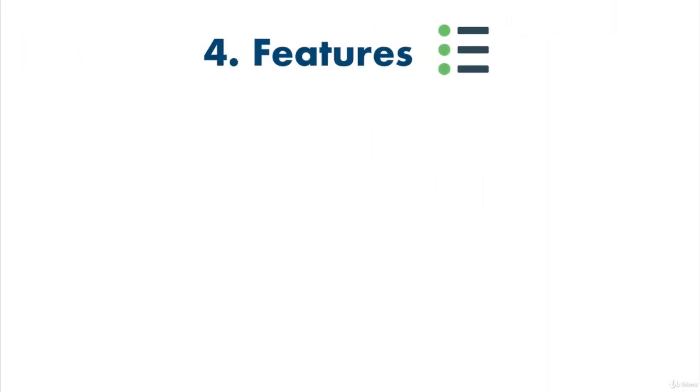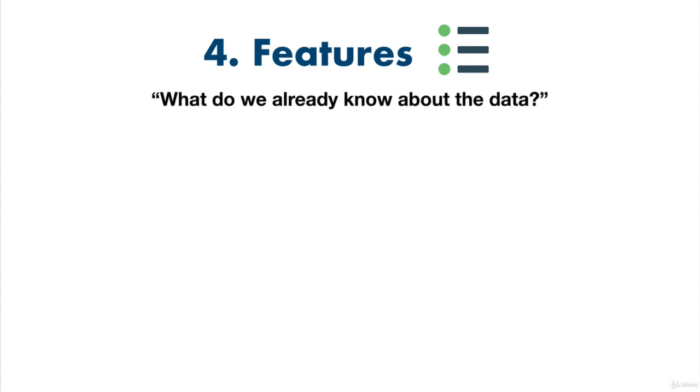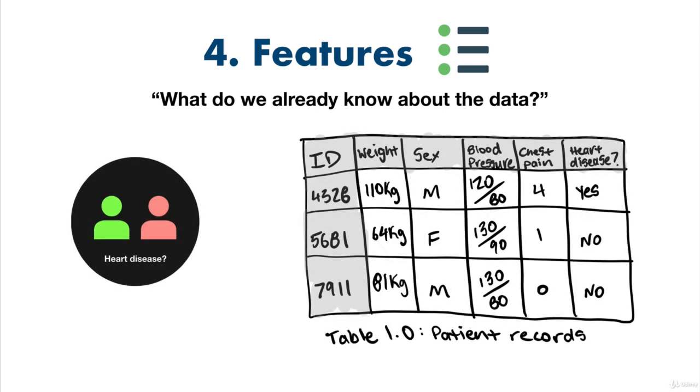Step 4 is features. The question we answer here is, what do we already know about the data? Now, even within different types of data, there are different kinds of features. For example, for predicting whether or not someone has heart disease, you might use their body weight as a feature. Since body weight is a number, it's called a numerical feature. And after talking to a doctor, they might tell you if someone's body weight is over a certain number, they're more likely to have heart disease. There are more kinds of features such as categorical and derived. We're going to look at these in future lessons.